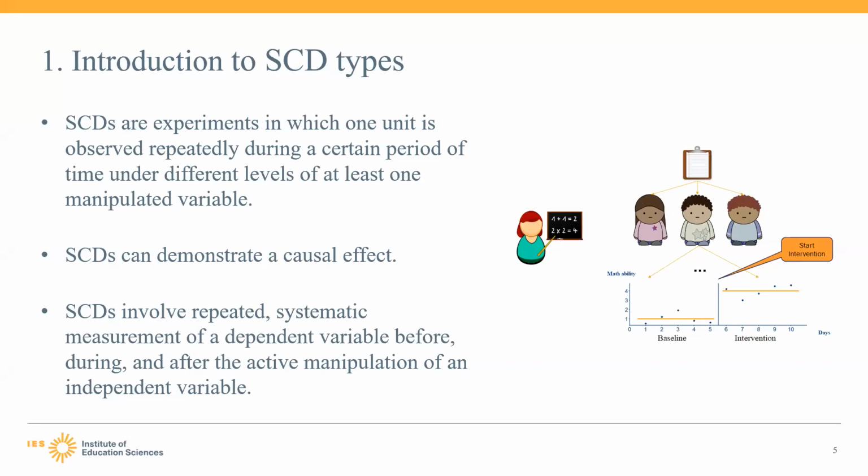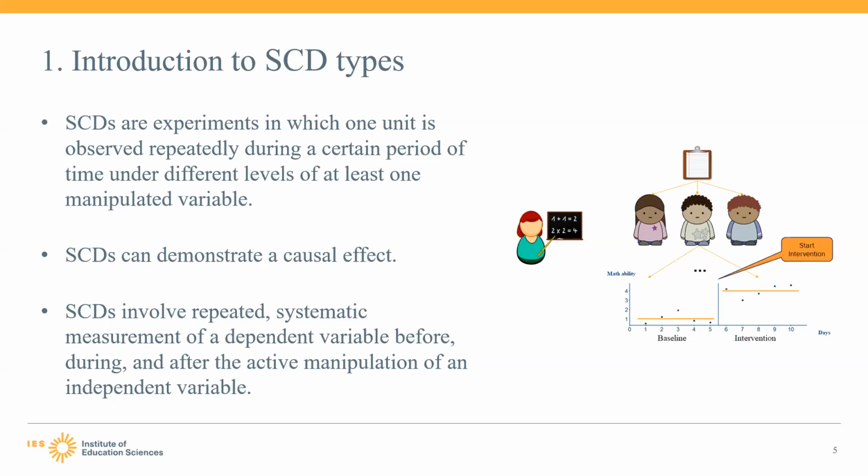Let me start with asking the following question. What is a single case design experiment? Well, single case experimental designs are designed experiments in which one unit is observed repeatedly, and this during different levels of at least one independent variable that is actively and systematically manipulated by a researcher. The levels of the independent variable represent conditions, namely baseline or control conditions and intervention conditions. The unit is measured on one or multiple dependent variables of interest during both control and intervention conditions.